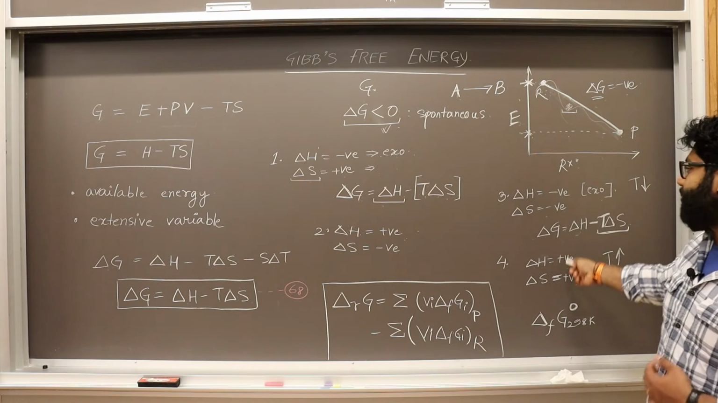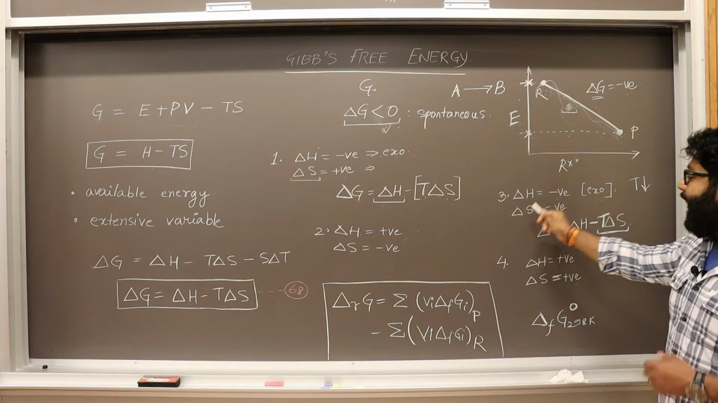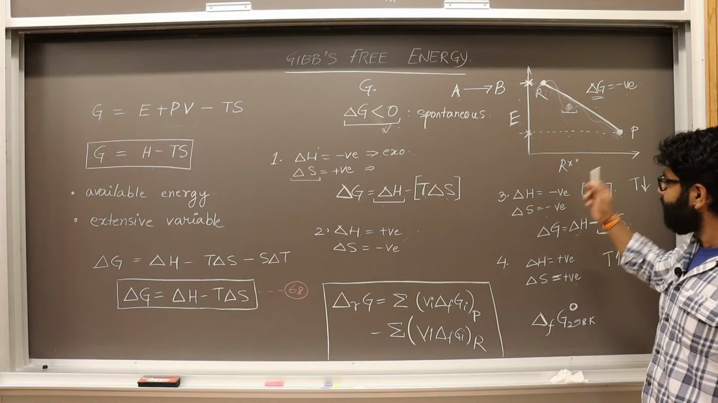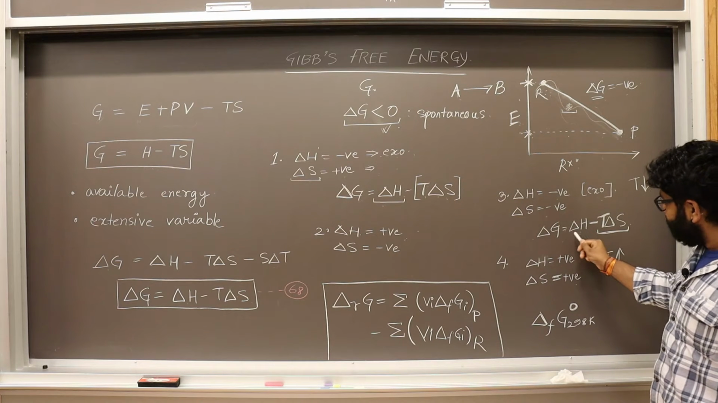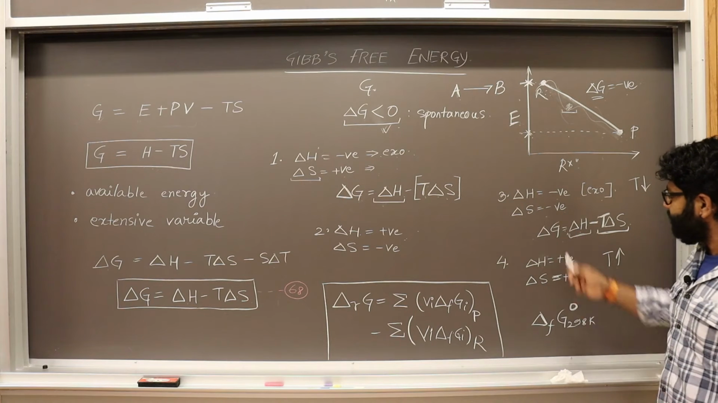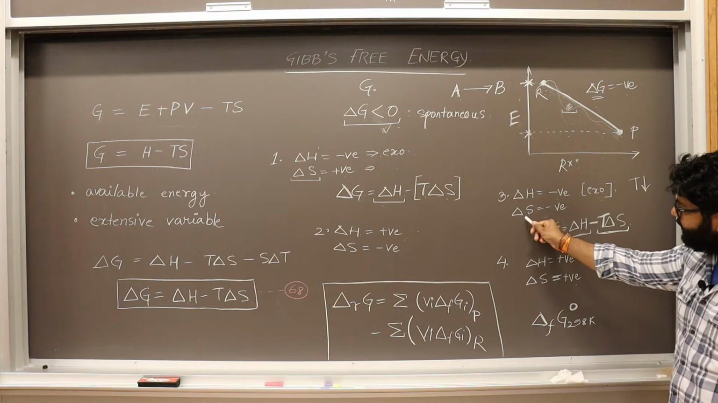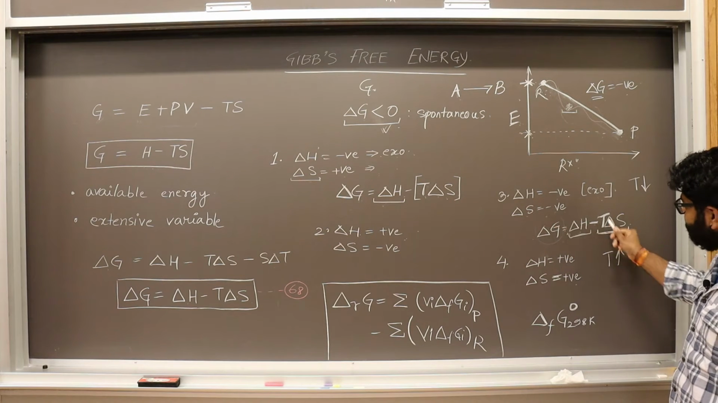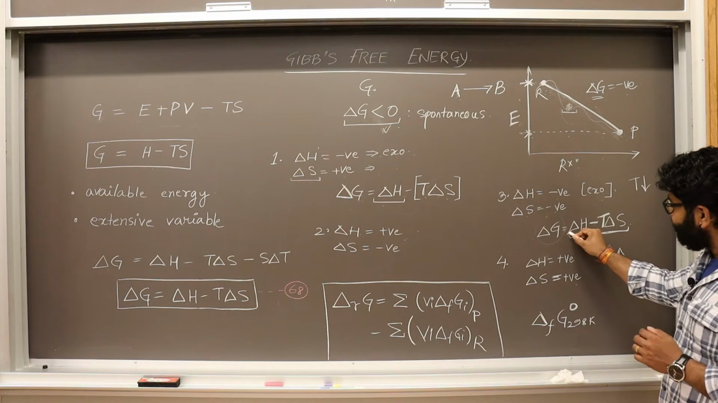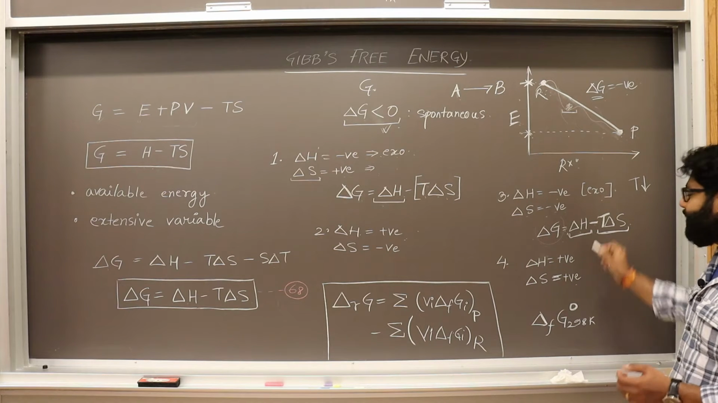But here, if the delta H is a negative number, exothermic, and if the delta S is also a negative number, what is going to happen? You see that delta H is negative. Now we want to get delta G as negative. But the delta S is a negative number, so the negative of T delta S becomes a positive number. So you have to keep in mind that delta H should be more negative than the product of T and delta S.